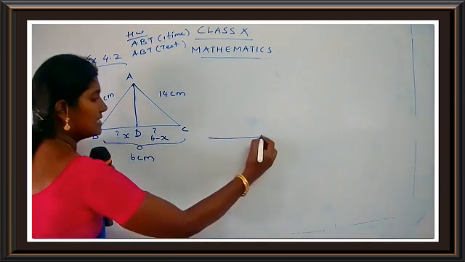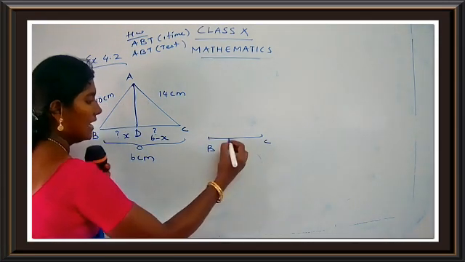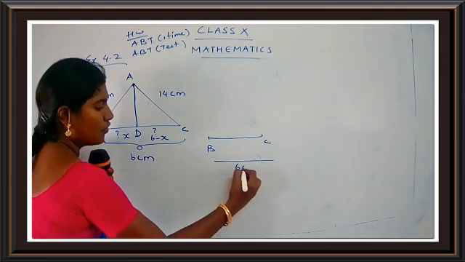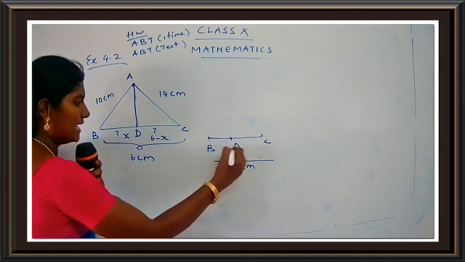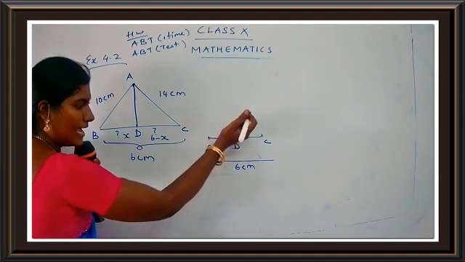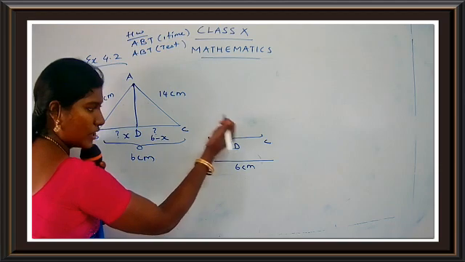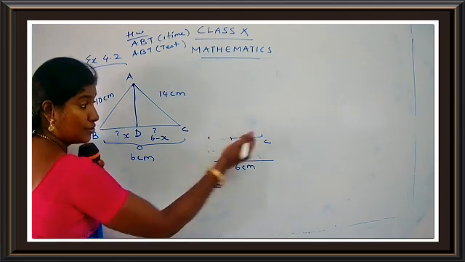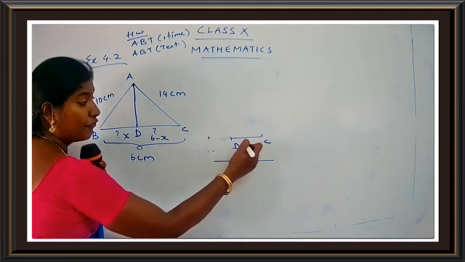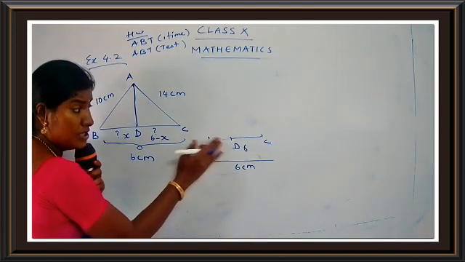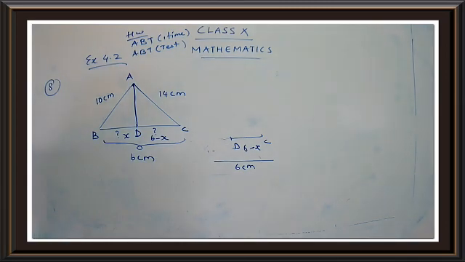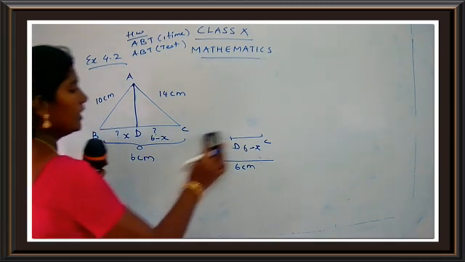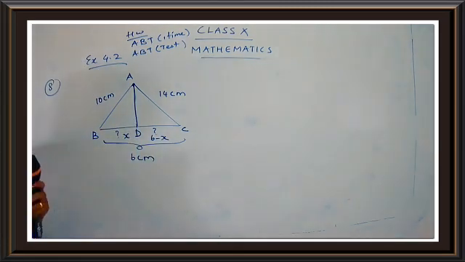See, this is BC and this whole measurement is 6 centimeter. From this 6, you are going to say that this is X. So if I remove X, I get DC. How do I get DC? From 6, I have removed X. Removed means minus X. 6 minus X. Now here, since we have an internal bisector, we are going to use ABT.